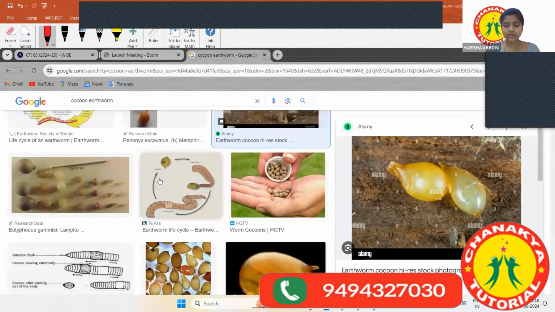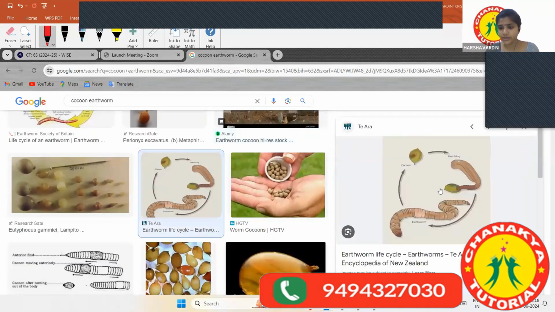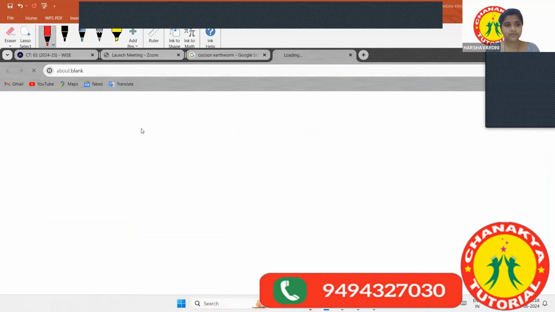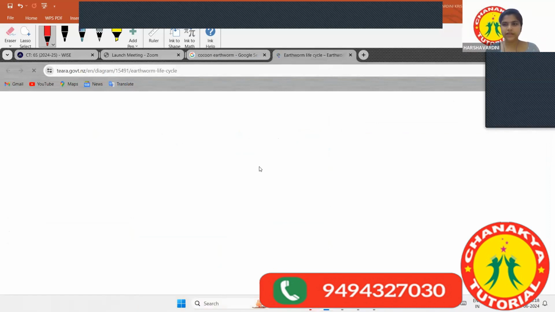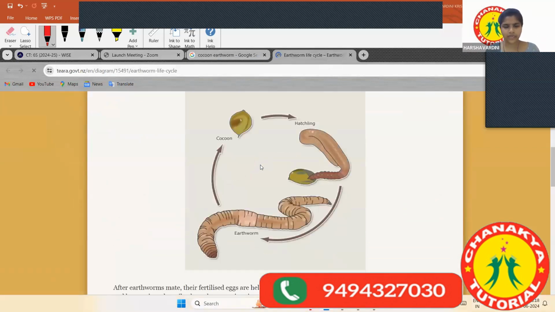See, this picture is very good. I hope it runs. It's the earthworm life cycle. You don't need to talk about the life cycle, but just see here. This is the earthworm, and from the earthworm it makes the cocoon. The clitellum secretes a liquid, a special kind of liquid called, I think that liquid has some name.